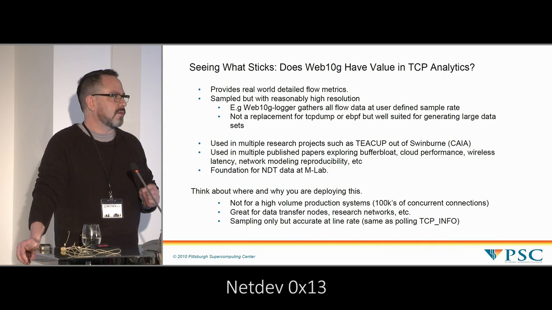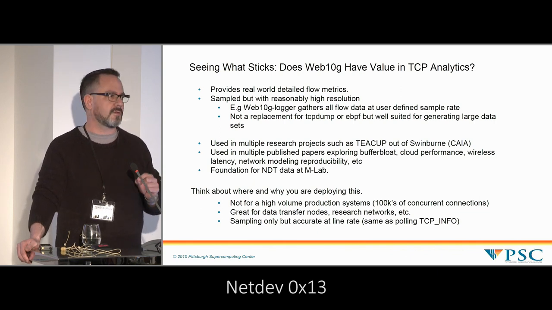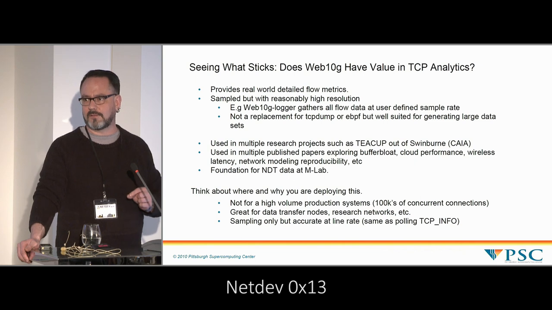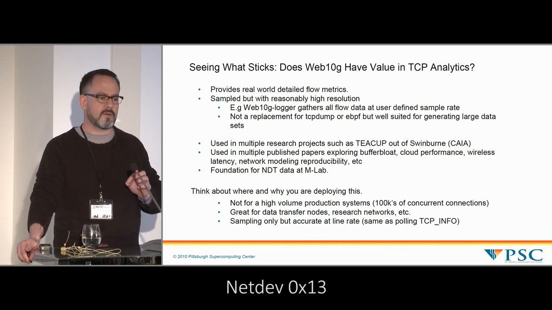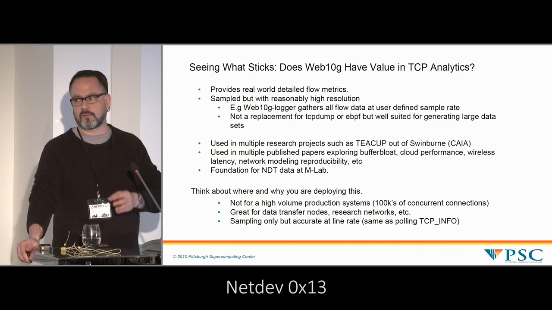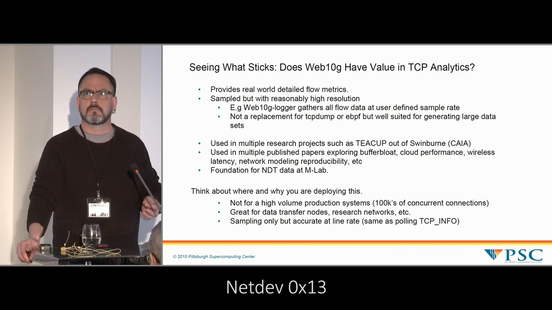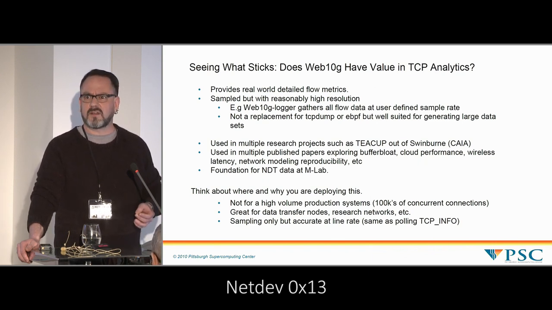So where you would want to deploy this is where you're dealing with lower volume servers, specifically what we call data transfer nodes or DTNs. We use these specifically in the research community on these things called science DMZs. These are how we transfer the large data sets that we're using from the data collection areas to the compute resources where we analyze the data. And these can be data sets anywhere from several hundred gigabytes to tens of terabytes.